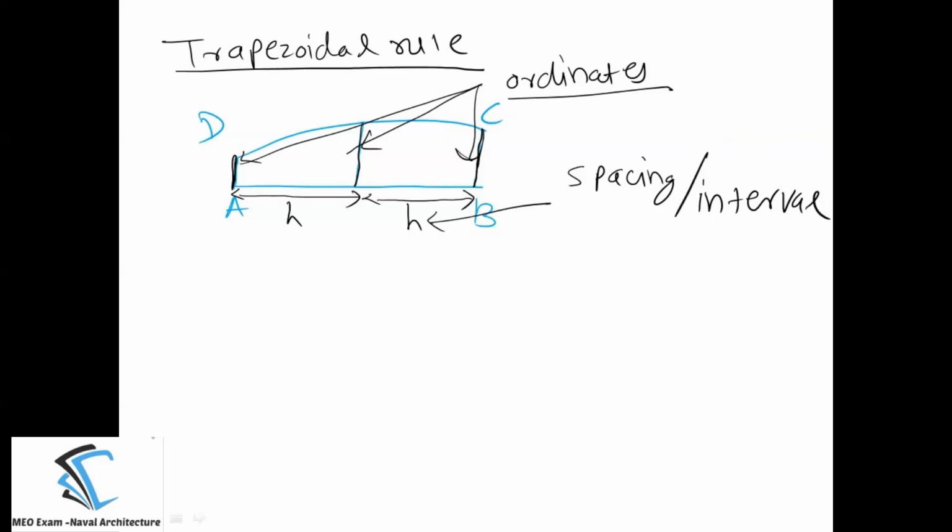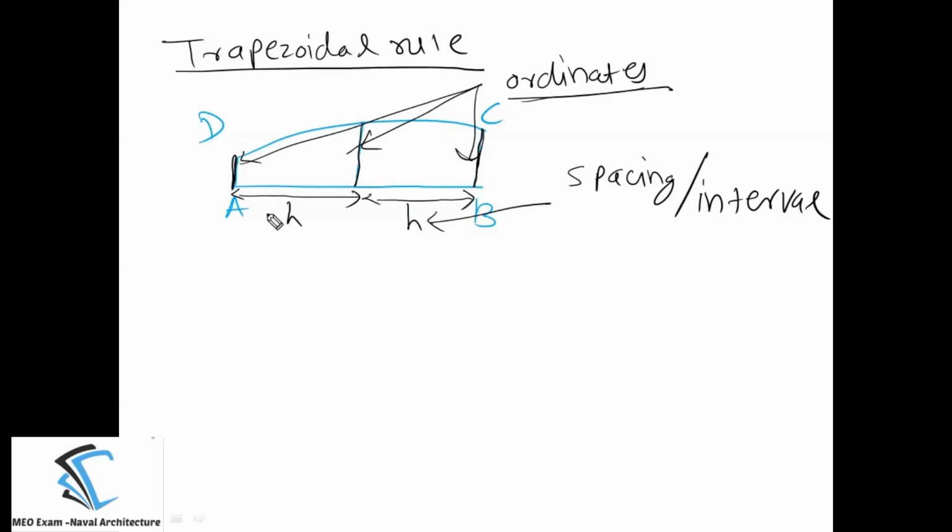So there are two things required for doing the calculations. The first thing is ordinates and the spacing, which we will also call the intervals. If you have these two quantities, then only you can calculate the area under this curve, that is the A, B, C, D.